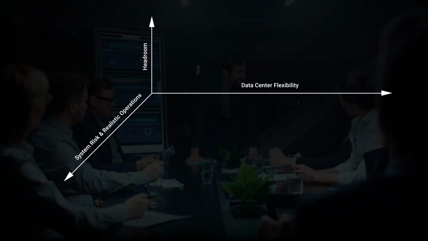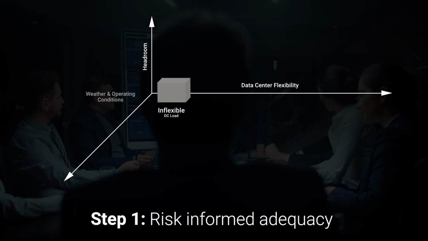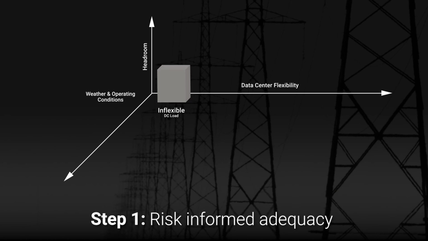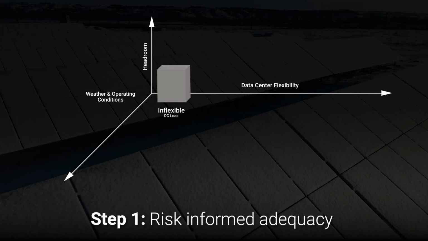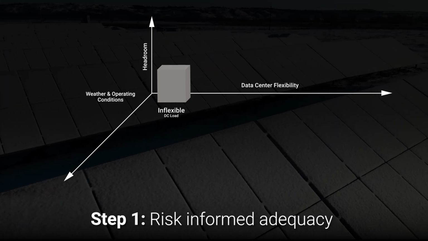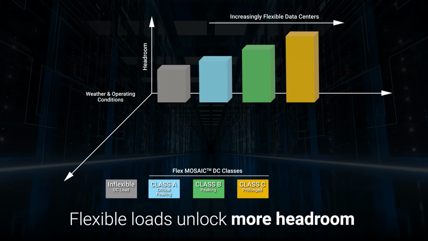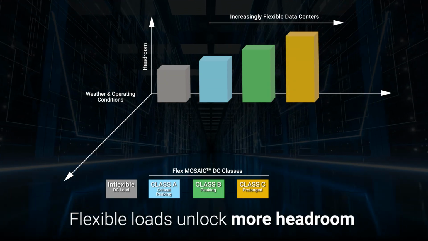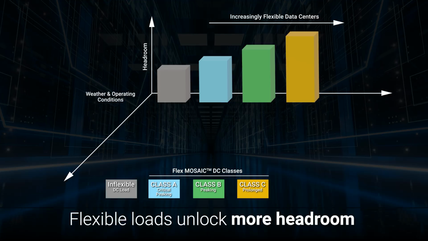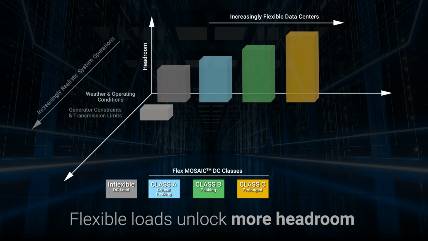The assessment begins with probabilistic resource adequacy modeling, testing how much load the system can add across many weather, outage, demand, and other key risk scenarios. As flexible data centers are introduced, even limited flexibility can unlock additional headroom under stressed grid conditions.